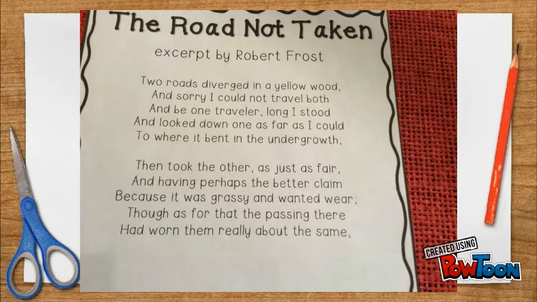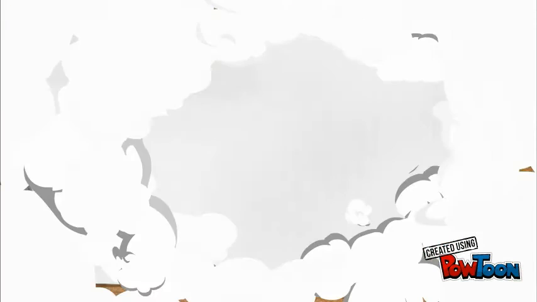How can we tell that this is a poem? There are certain words that characterize the poem: line, stanzas, rhyme, rhythm. Some poems have repetition, and I'm also going to add rhyme scheme.